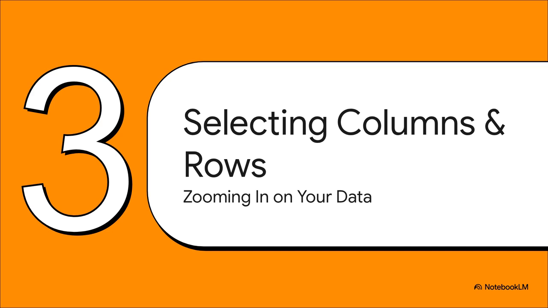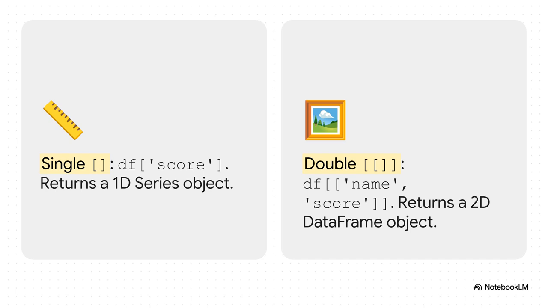The next logical step is to learn how to isolate specific pieces of it, to really zoom in on the columns and rows that matter for our analysis. The type of brackets you use here is absolutely critical. Using single square brackets will give you back a Pandas series, which is basically a 1D object. But using double square brackets will always give you back a data frame, a 2D table. Understanding this difference is so important, especially when you start chaining multiple commands together.